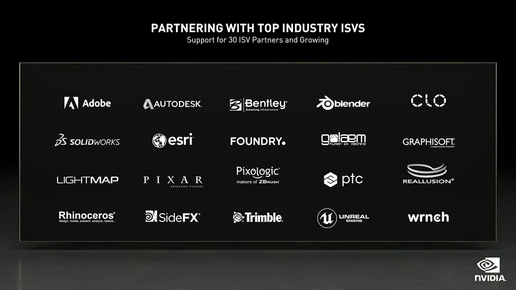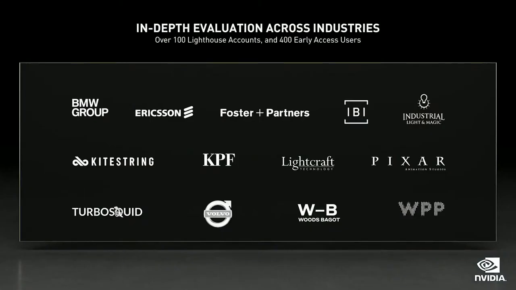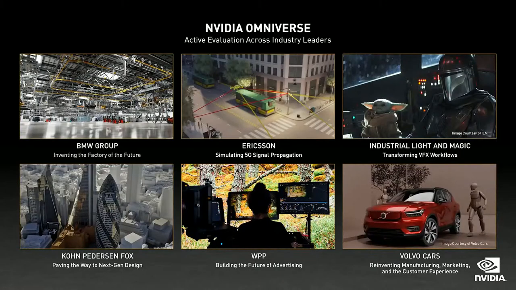And we're partnering with the top industry software developers to ensure that their leading products are connected to the Omniverse platform. Companies like Autodesk and Adobe, Bentley, Blender, and many more are creating connectors to connect their products to the Omniverse platform. Omniverse is in active evaluation across over 400 companies, across multiple verticals, doing all sorts of incredible things to help revolutionize their workflows. We're seeing things like Ericsson, who's using Omniverse to figure out where to put antennas for 5Gs throughout different cities. Companies like KPF, who are visualizing how weather and sun will affect the buildings that they're building.